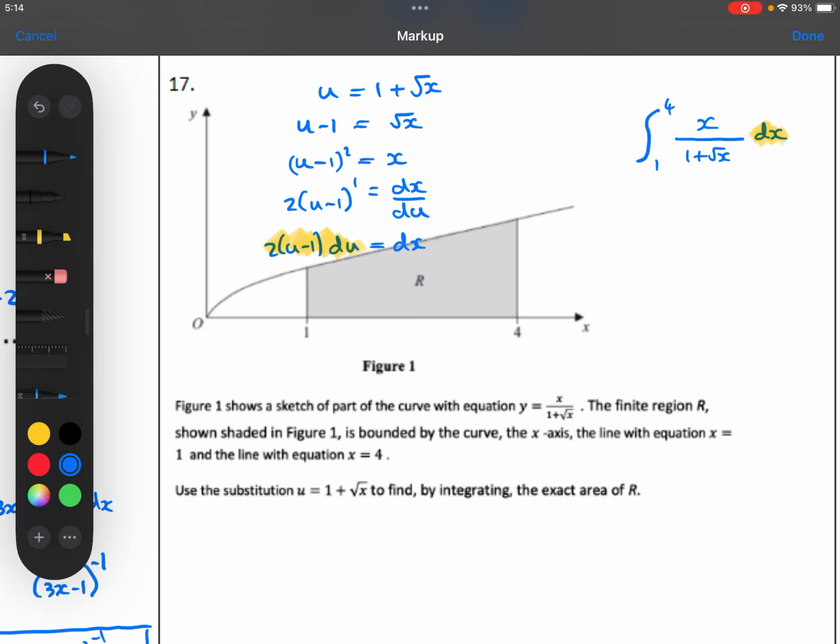Whilst we're at it, let's also change those limits. So when x is 1, u is equal to 1 plus the square root of 1, which is 2. When x is 4, u is equal to 1 plus the square root of 4, which is 3. So we're going to swap the 1 here for a 2, and we're going to swap the 4 here for a 3.